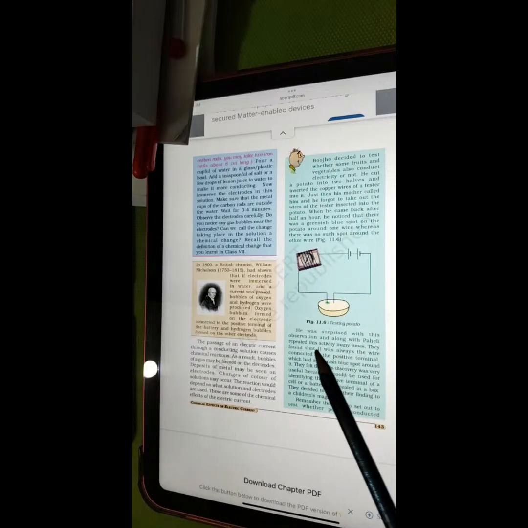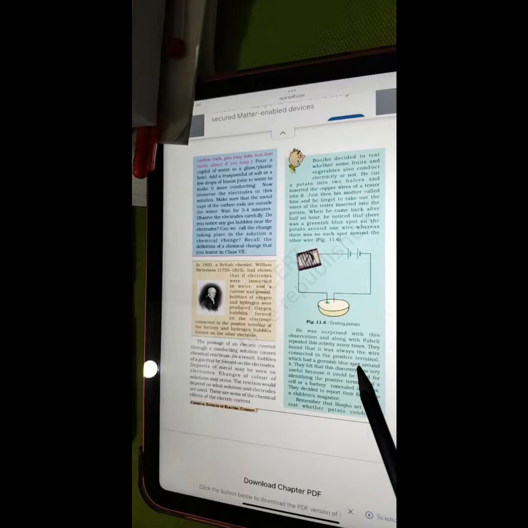He was surprised with this observation and, along with Paheli, repeated this activity many times. They found that it was always the wire connected to the positive terminal which had a greenish blue spot around it. They felt that this discovery was very useful because it could be used for identifying the positive terminal of a cell or a battery concealed in a box. They decided to report this activity to a children's magazine.